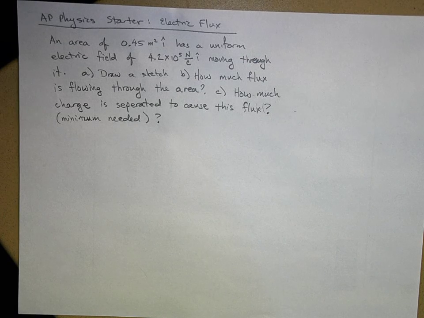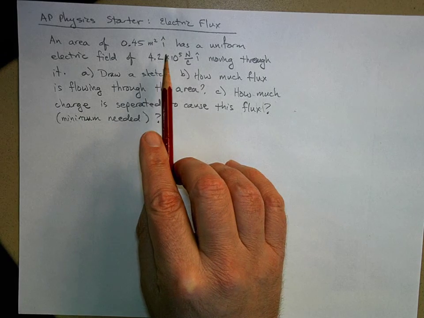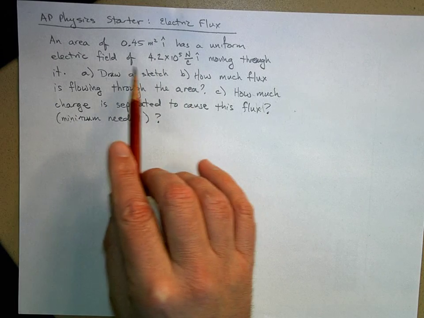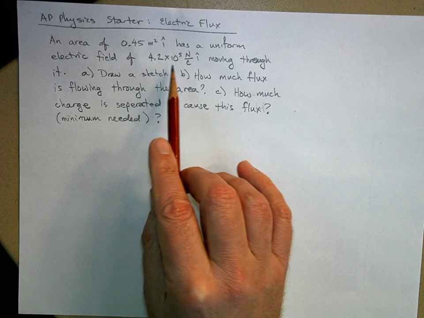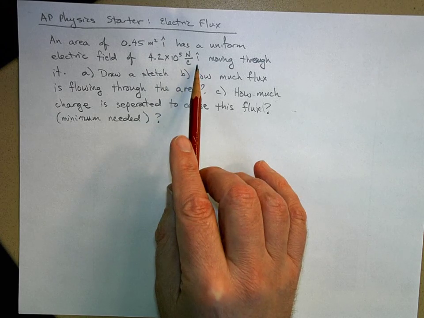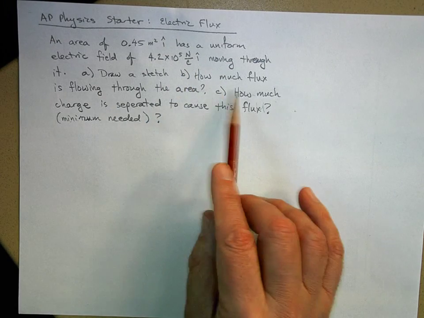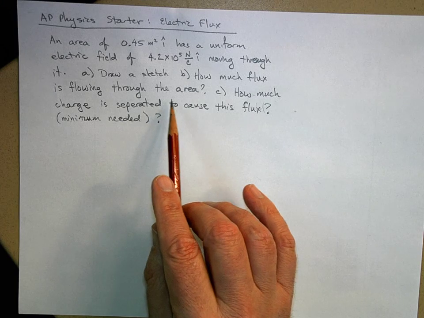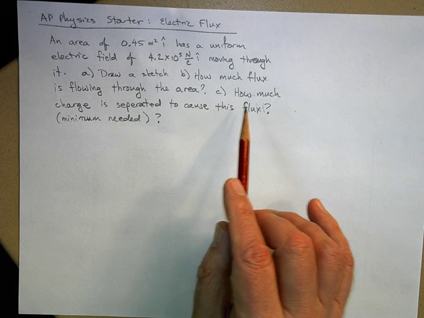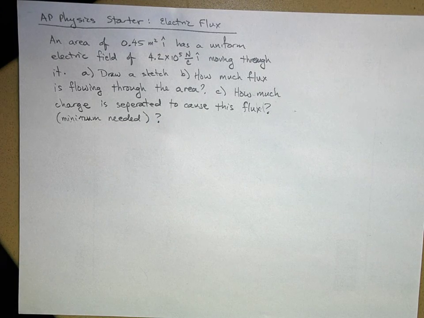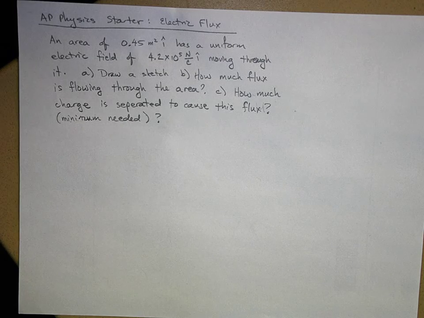Okay, let's try this problem out. We've got an area of 0.45 meters squared in the I-hat direction, with a uniform electric field, 4.2 times 10 to the 5 newtons per coulomb, also in the I-hat direction, moving through it. Draw a sketch, and then how much flux is flowing through the area, and how much charge is separated to cause this quantity of flux.